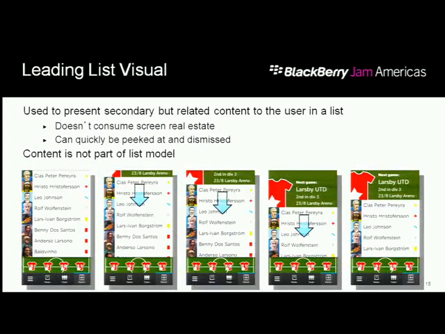So let's talk about the leading list visual. This is a way to incorporate secondary content in a list. There are often use cases where you have some kind of primary content in a list. Like in my case, I have my players. And in this case, I have a pretty complex screen. I also have my formation down here.